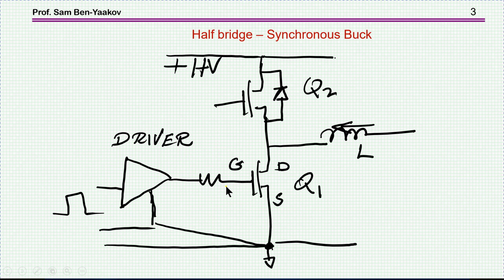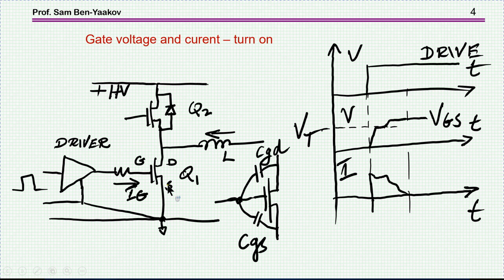Let's start by looking at this half bridge or synchronous buck converter. We have a lower transistor MOSFET, higher transistor, a driver, and here is what is really happening. We have a driver, a resistor limiting the current, and let's consider the turn on of this Q1. As we turn it on, the current is first maximum because the voltage here is 0, here the voltage is 0, and then as the voltage builds up, we get to the threshold voltage.